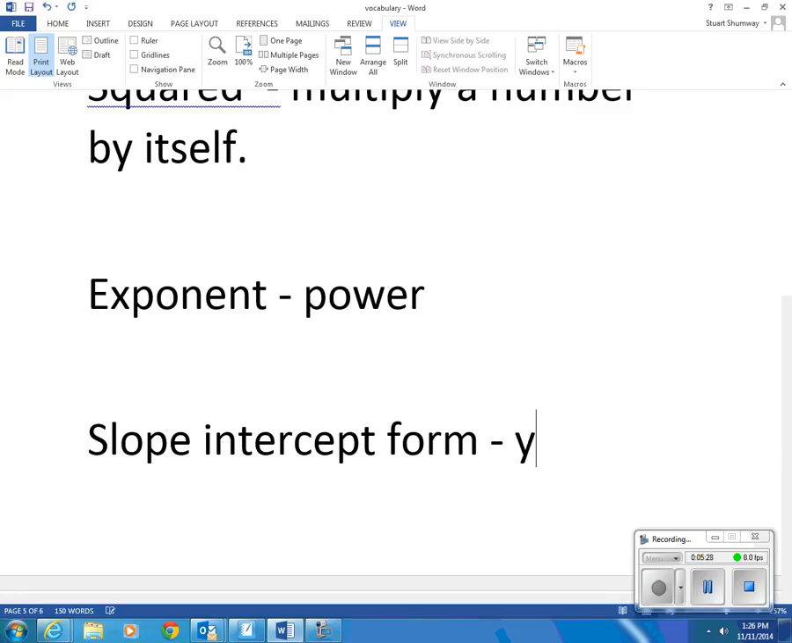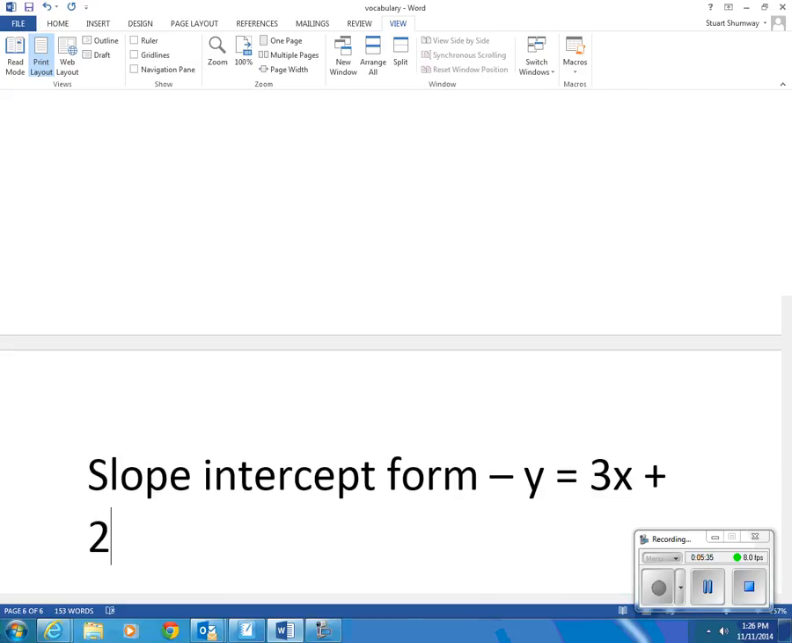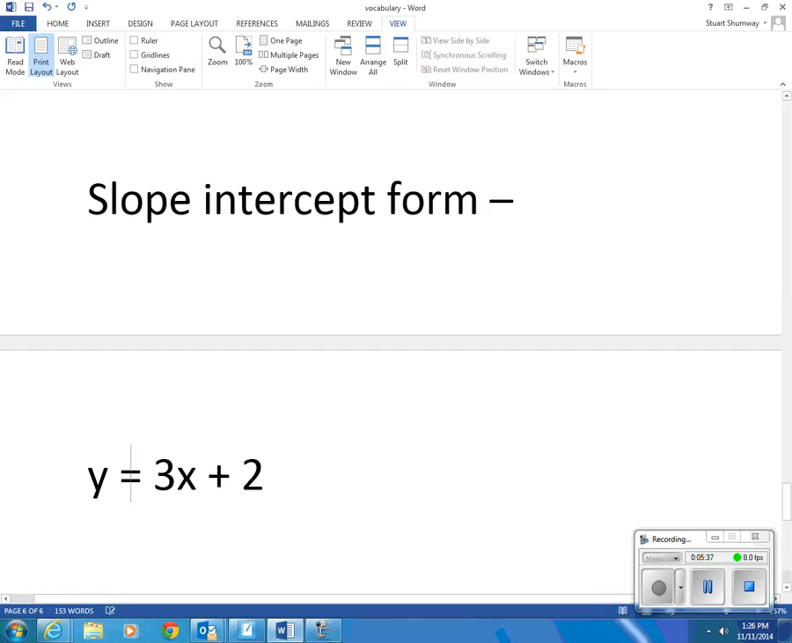Slope-intercept form would be the y is all by itself. So y equals 3x plus 2, that would be slope-intercept form. The y, and then a coefficient times x plus a constant term.